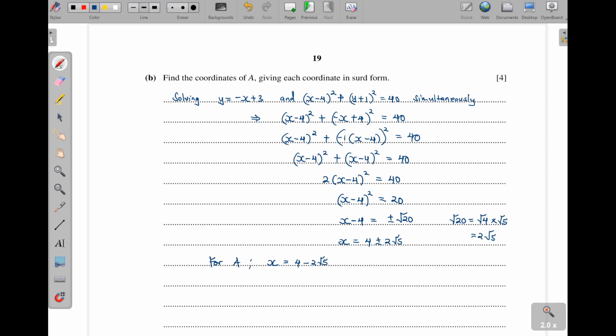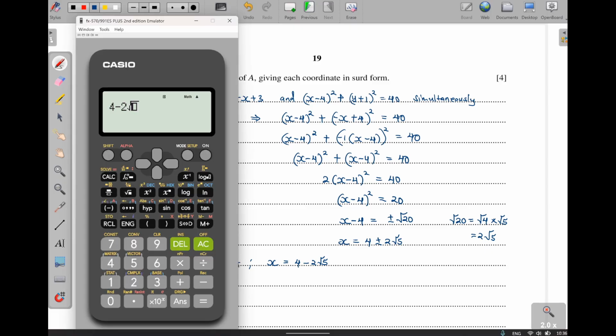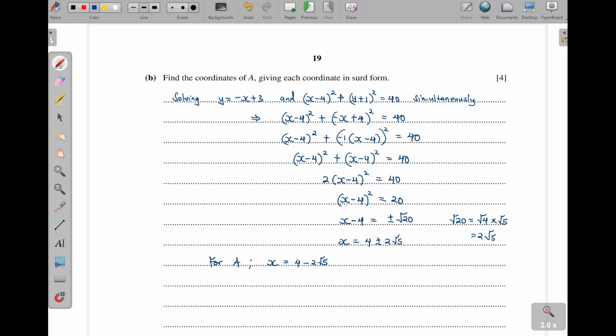Let's check it out and see whether it is really a negative. 4 minus 2 root of 5. It's a negative, you see? It's a negative. Then how about now the y-coordinate? Because they said coordinates. So we need the x-coordinate and then the y-coordinate. So I can substitute here. We shall have negative. The x-coordinate is 4 minus 2 root of 5. And then we add a 3.